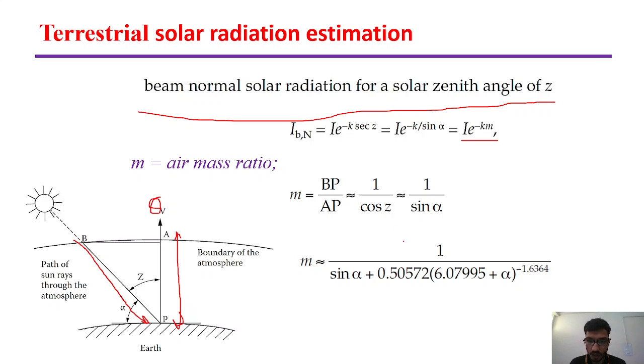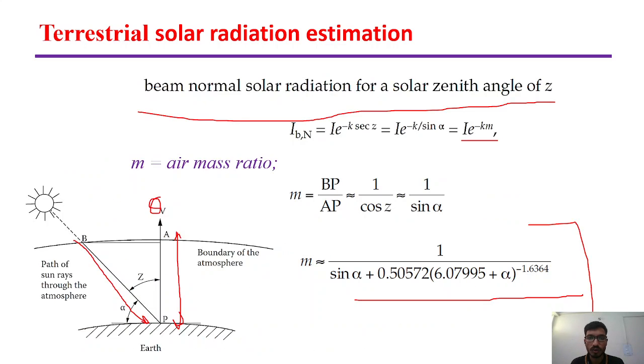Another correlation to calculate the accurate value of m is given: m is equal to 1 upon sine alpha plus 0.50572 into (6.07995 plus alpha) to the power minus 1.6364. So that will give the most accurate value for m.